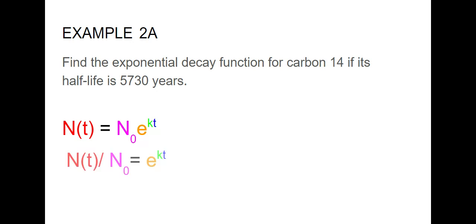So again, we took that division and then we used the information that we have. That is, there's 50% or 0.5 of it after 5,730 years. So it looks like this. And then since it's an exponential, we need to rewrite it as a logarithm.